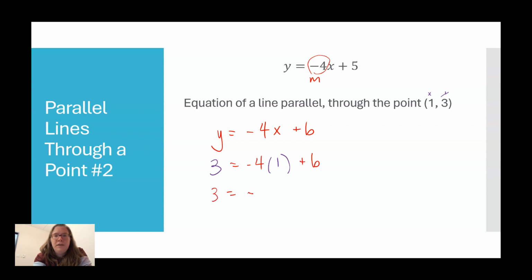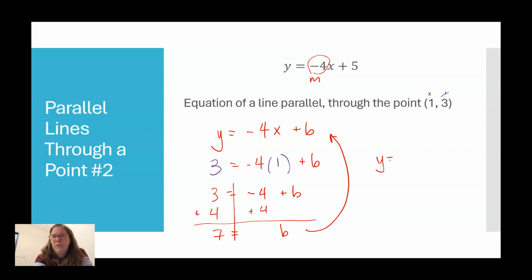-4 times 1 is -4. Going to add 4 on both sides of this equation. We've got 7 equals b. So coming back, put it right into your equation. y equals -4x plus 7.